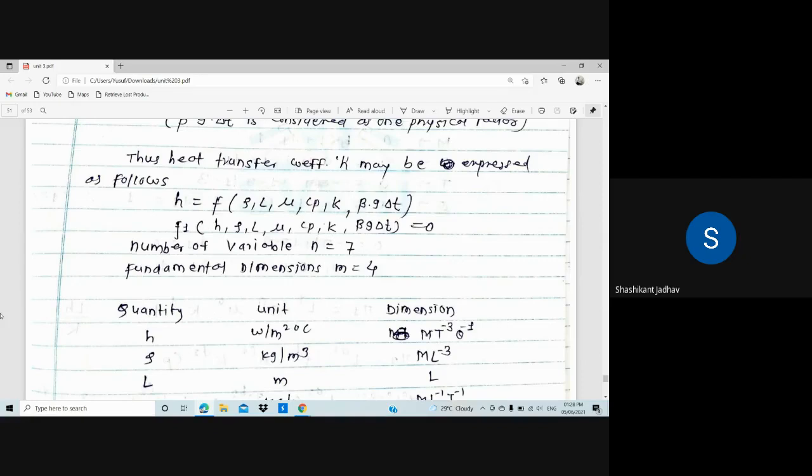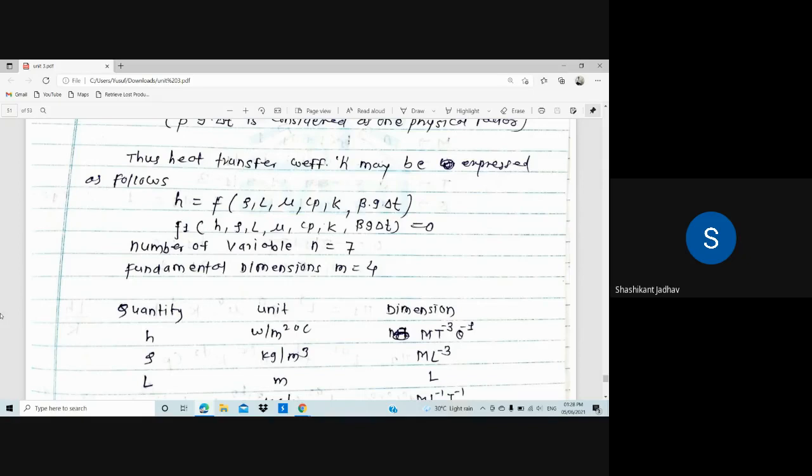Okay. h is a function of what? h is a function of density, length, dynamic viscosity, specific heat, thermal conductivity, and that factor, beta g delta T. Okay, so we have to take all the terms into one single bracket. Therefore f1 of (h, rho, L, mu, Cp, K, beta g delta T) is equal to 0. So by using this Buckingham's pi method, we have to solve the equation for natural convection.